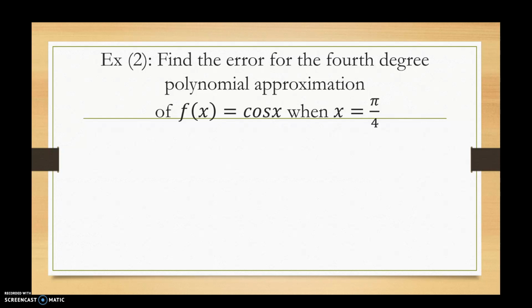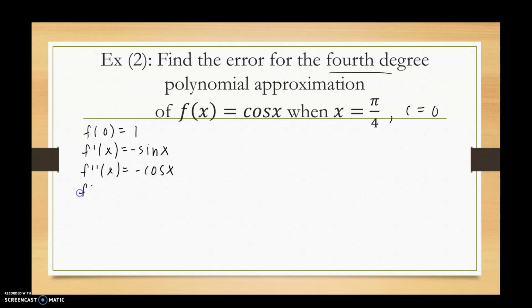All right, find the error for the 4th degree polynomial approximation of the function cosine when x is equal to pi over 4. So again, I'm going to center this at 0. Okay, so f of 0 is positive 1. Cosine of 0 is 1. So now let's go through our derivatives. First derivative, negative sine of x. Second derivative, negative cosine of x. Third derivative, sine of x. And our fourth derivative is positive cosine of x.